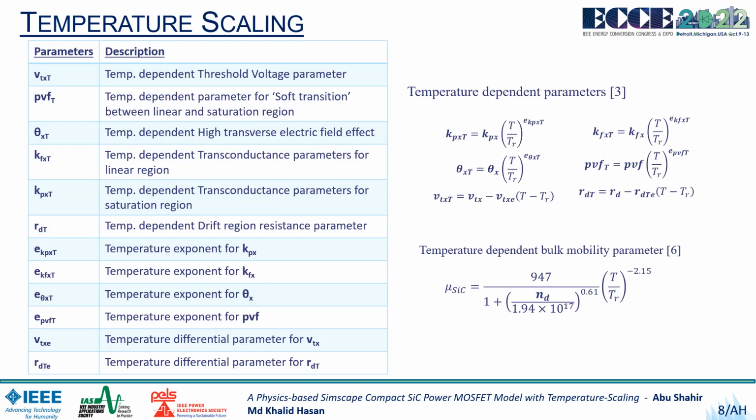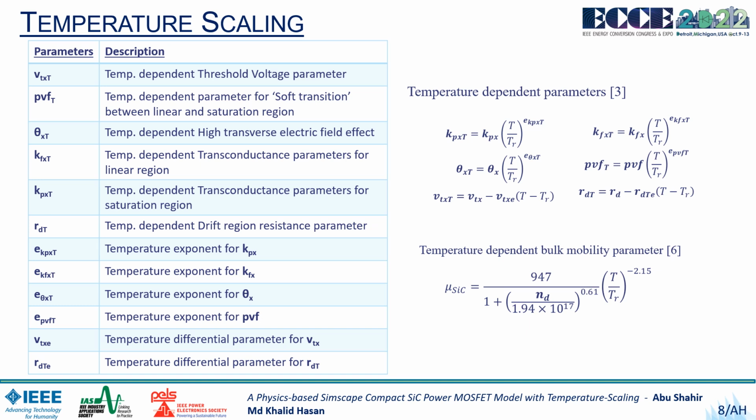Now let's look at the temperature-dependent parameters. The Simscape model is capable of performing temperature-dependent simulations. T denotes the desired temperature and TR denotes the room temperature, which is set as 25 degrees Celsius. The parameters with an extra T in the subscript are the temperature-dependent parameters, which need to be used in case of high temperatures.